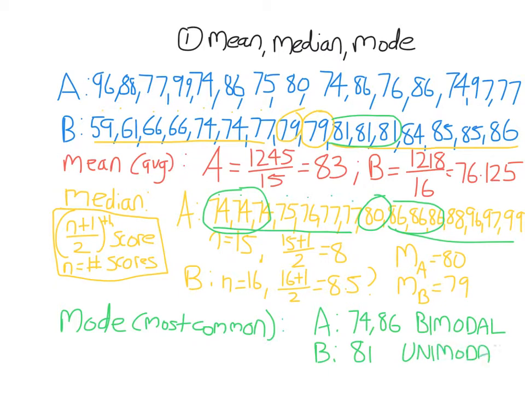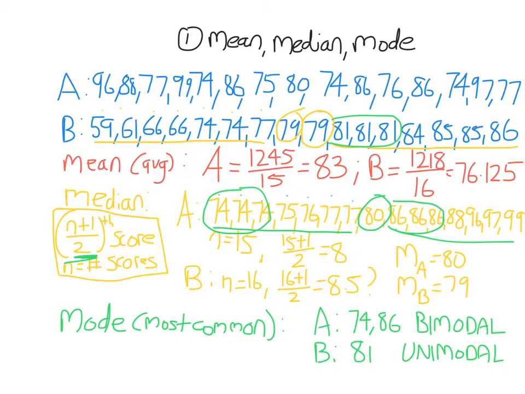Okay, so remember, the mean is the average, add up all the scores and divide by how many. The median is the middle score when there's an odd number of scores, and it's the average of the middle 2 scores when the number of scores is even. And remember, this formula can help tell you which score is middle. And then finally, the mode is the most common score.